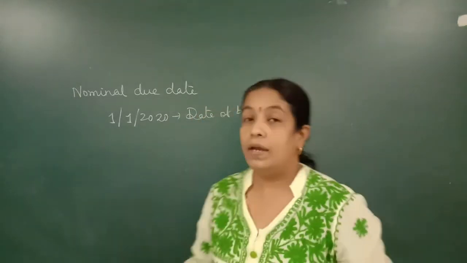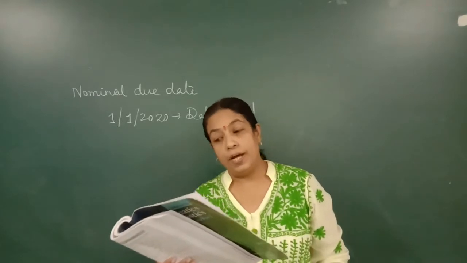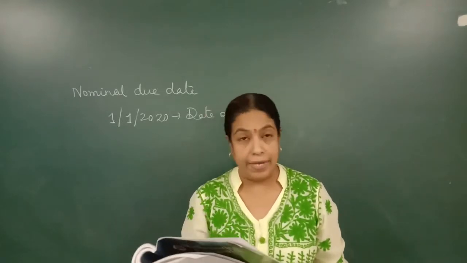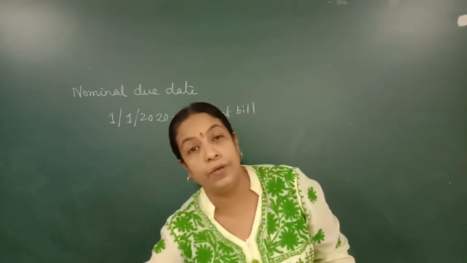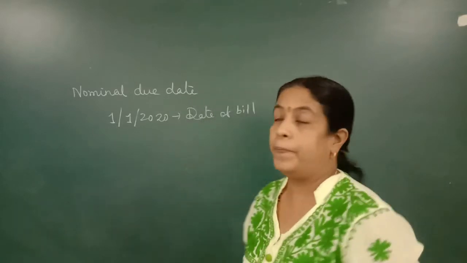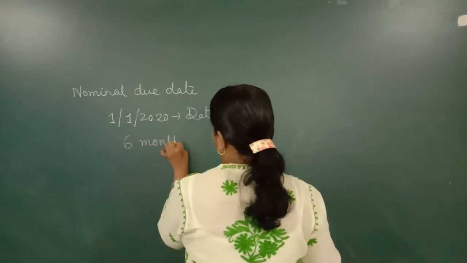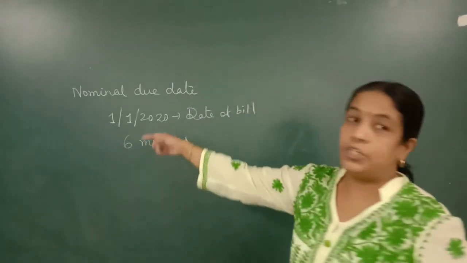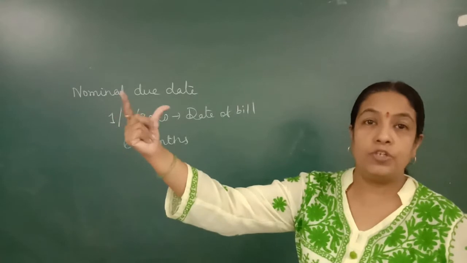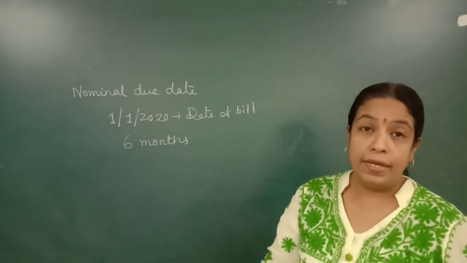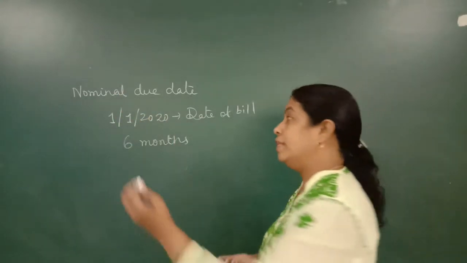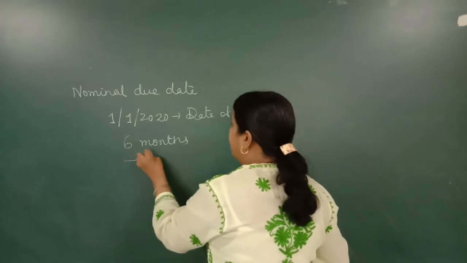Okay. Now, the date on which the period of the bill expires is called the nominal due date. Now, you are being given credit of 6 months. That means 6 months later: February, March, April, May, June, July. After 6 months, so that will be your date. Then the nominal due date.